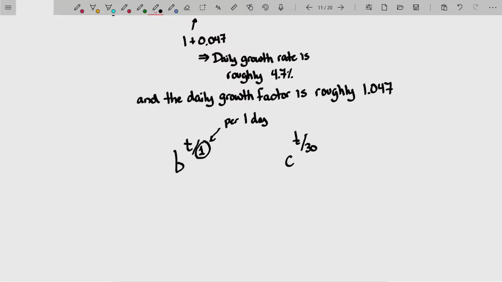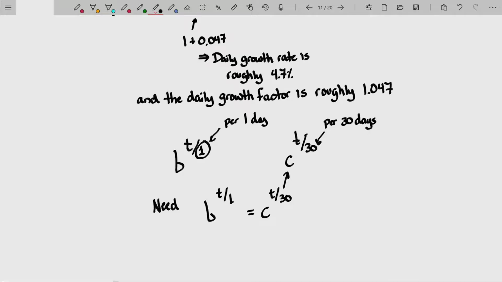In other words, I want to know what is the base that I would have if I allowed it to grow every 30 days, per 30 days. I want them to be equivalent. In other words, at the end of 30 days, I want that number of people who got sick to be the same in both cases. So we need b to the t over 1 to be the same as c to the t over 30. Well, if you think about it, the t's don't really matter. They share them in common. There's no need to worry about that.